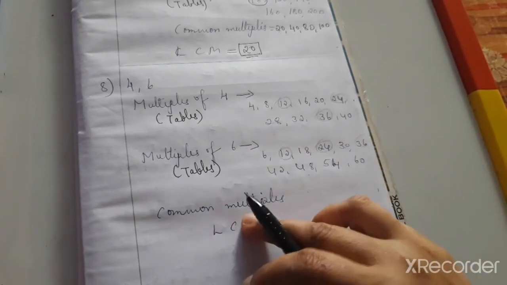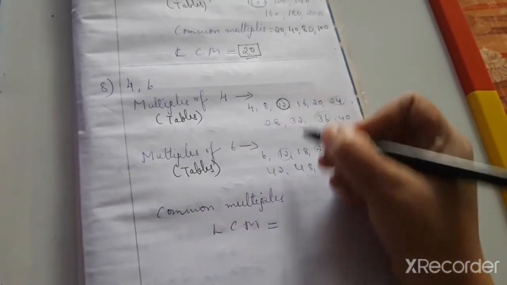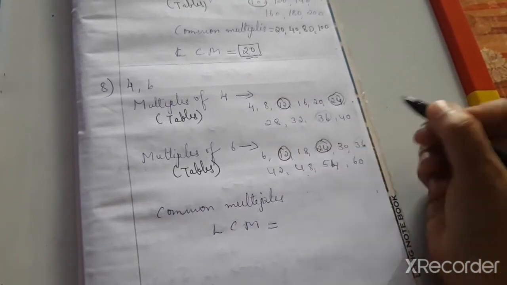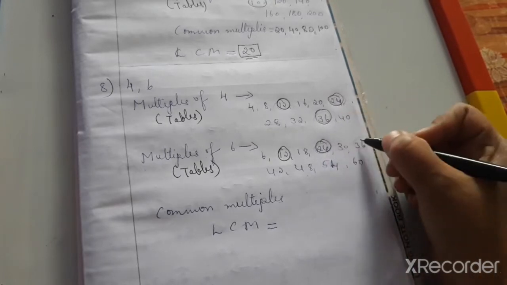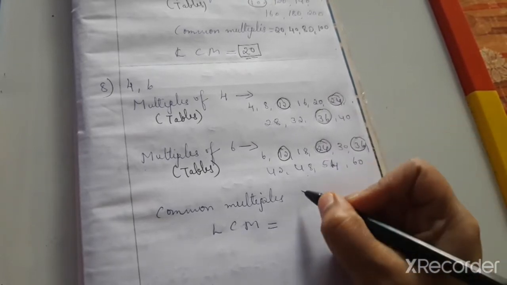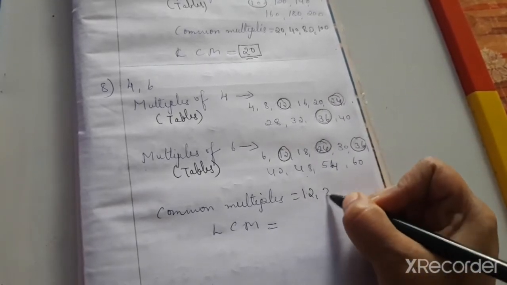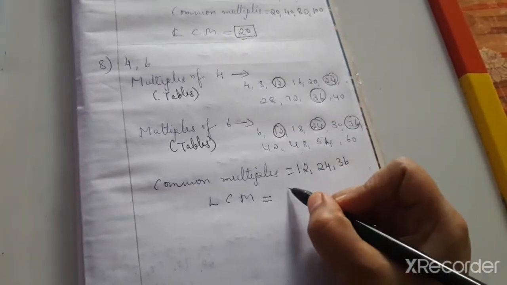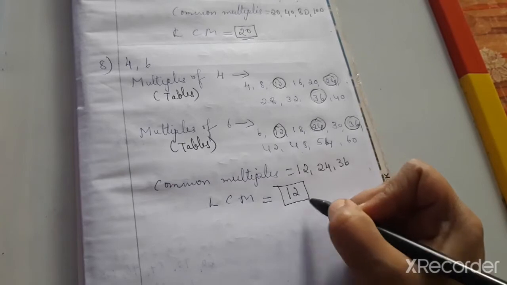And the common multiples, which are common on both sides: 12 and 24 are common here, then 36 is also common. So the common multiples are 12, 24, 36. So which is the least common? 12 is the answer.